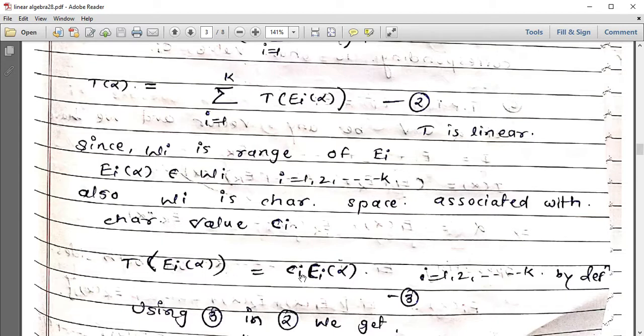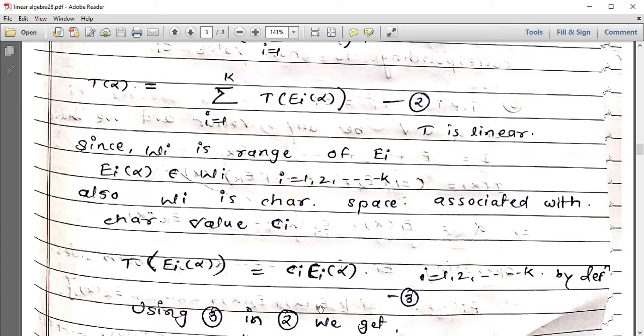Because C_i is the eigenvalue and E_i of alpha belongs to W_i, but W_i is a characteristic space. Hence, each vector in W_i is an eigenvector, that is, a characteristic vector associated with C_i. Hence, by the definition of eigenvalue and eigenvector, T of E_i of alpha is equal to C_i into E_i of alpha. Give it as equation number 3.